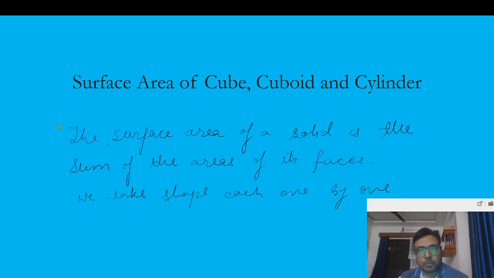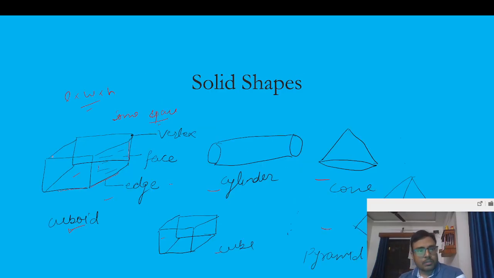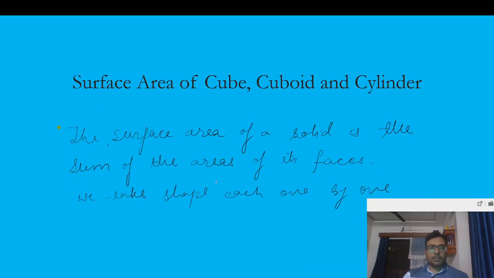Surface area of a cube, cuboid and cylinder. The surface area of a solid is the sum of the areas of its faces. So the meaning of surface area is the area of this part, this part, this part, meaning the area of all its faces. In cuboid you have 6 faces, so the area of all the 6 faces. In cube you also have 6 faces, so the area of all the 6 faces. In cylinder, the area of this part plus this part plus this part. So this is the actual meaning of surface area.